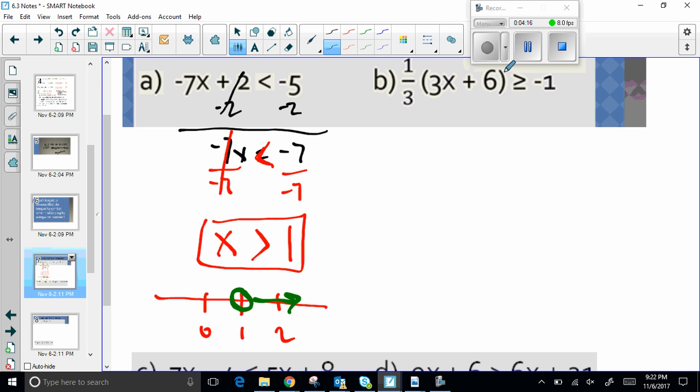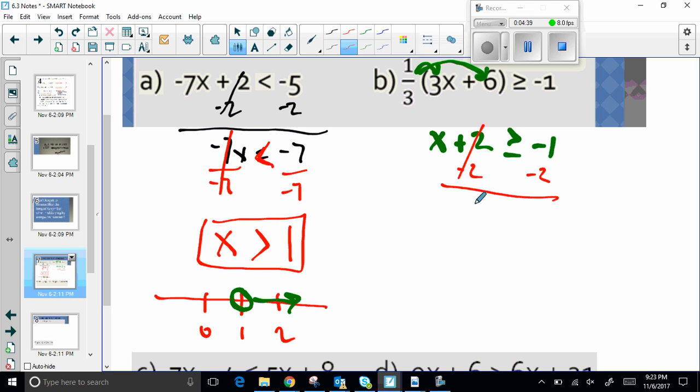For this one, I've got the distributive property, and I could cancel this out first and multiply times 3 on both sides. That would be fine. Or I can go ahead and multiply each of these by 1/3, because it actually makes it simple. x plus 2 is greater than or equal to negative 1. So now I subtract 2 on both sides, and I get x is greater than or equal to negative 3. Now I go down here, I make my number line. I've got negative 3, I've got negative 2, and I've got negative 4.